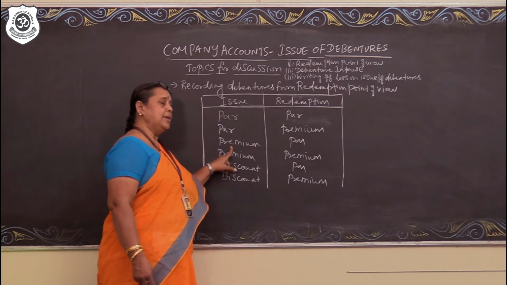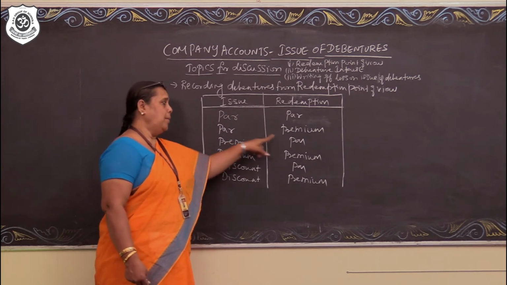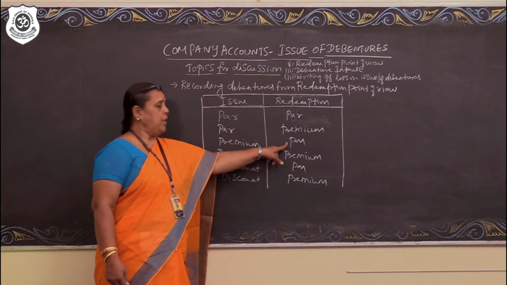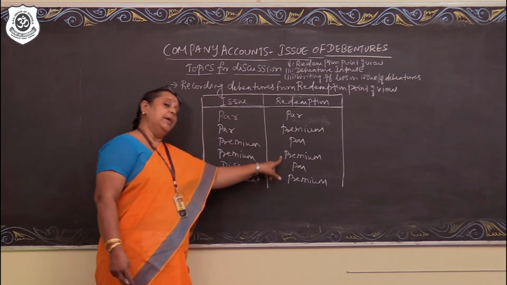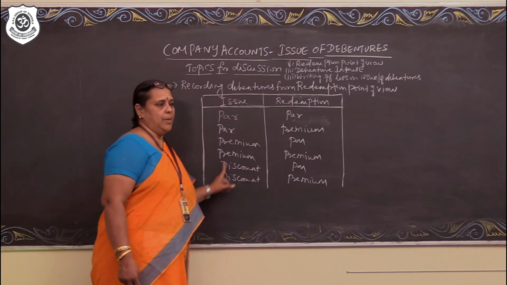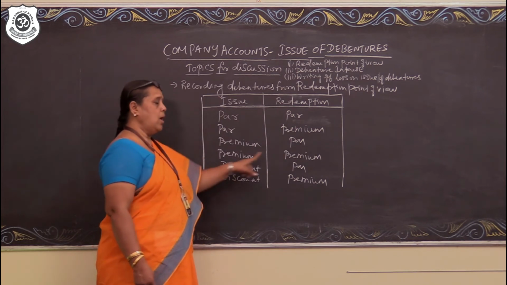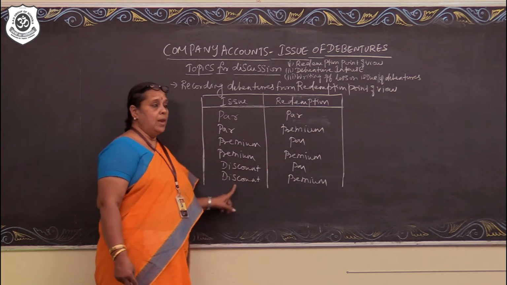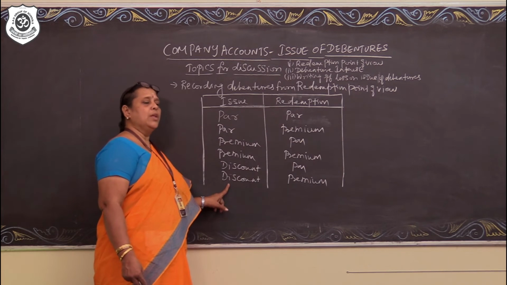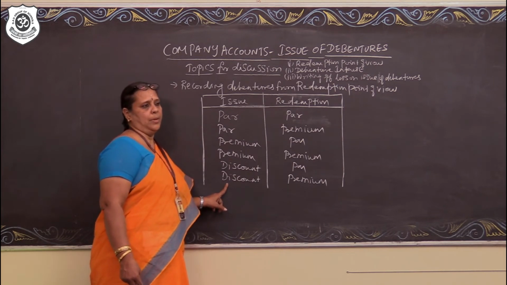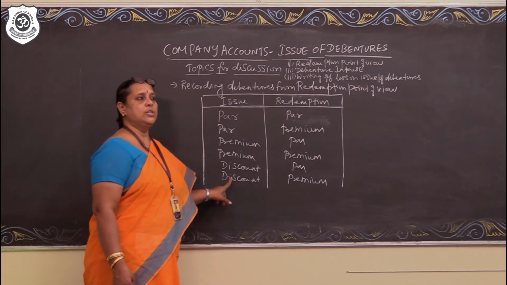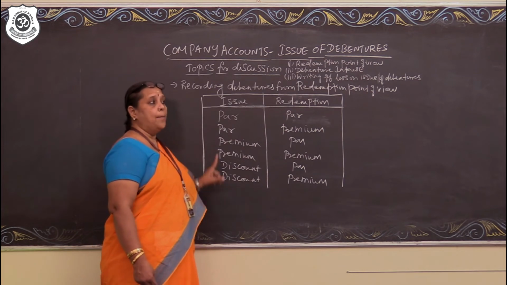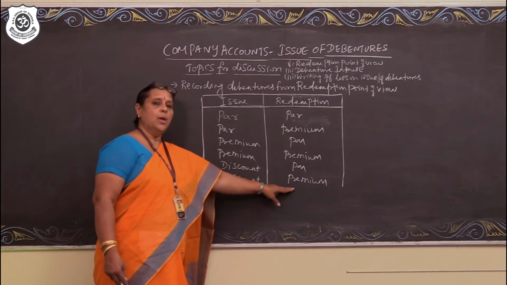Then the company may issue debentures at premium but redeem debentures at par. Issue at premium, redeemable at par. The company may issue debentures at a discount and redeem them at par. The last situation will involve additional loss to the company because the company is going to issue the debentures at a discount but redeem the debentures at a premium.